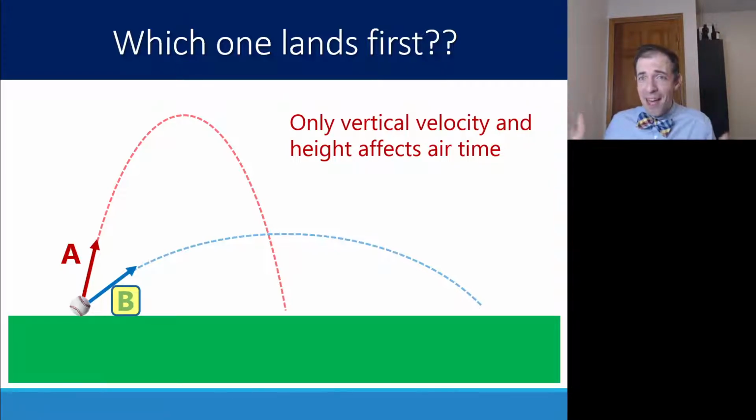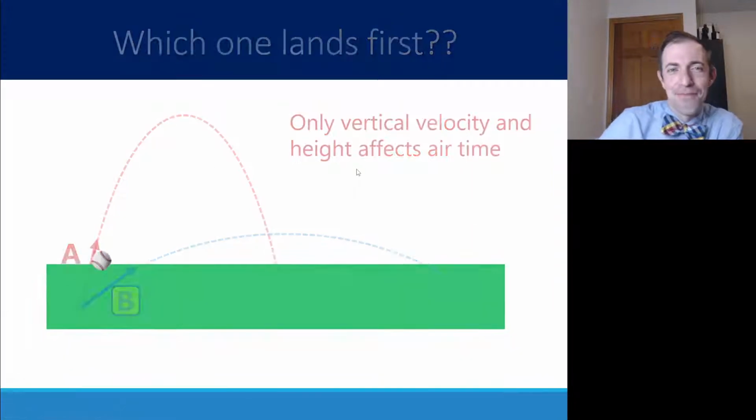And think about that. The thing that controls how long it's in the air is how fast you're throwing in the vertical direction. If I threw something up in the air really fast, it's going to go higher. And the higher it goes, the longer it's going to take to come all the way back down. So that vertical velocity and the height ultimately affects how long it's in the air. The higher it goes, the longer the hang time.